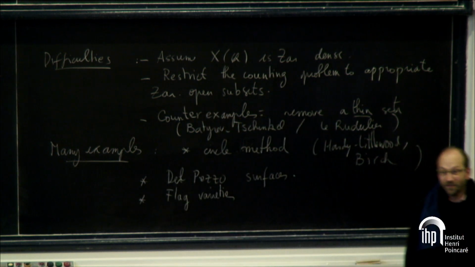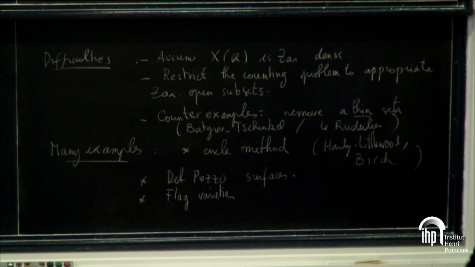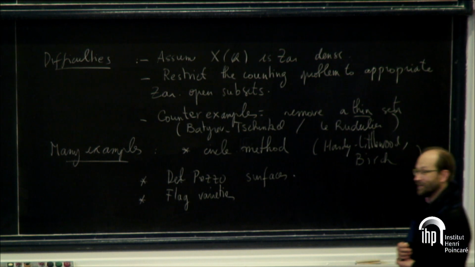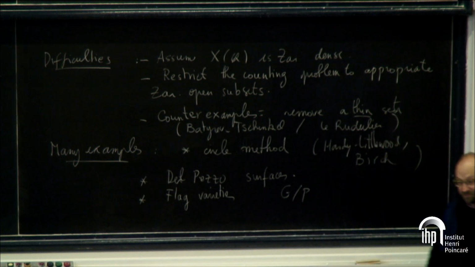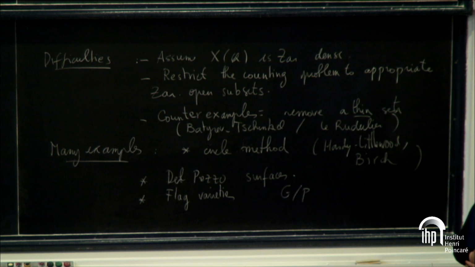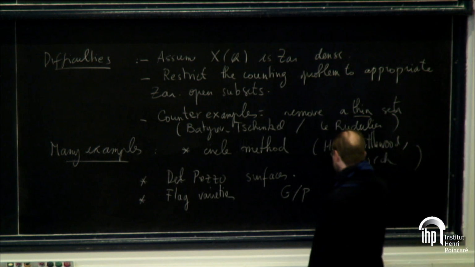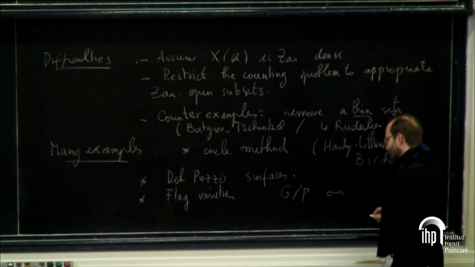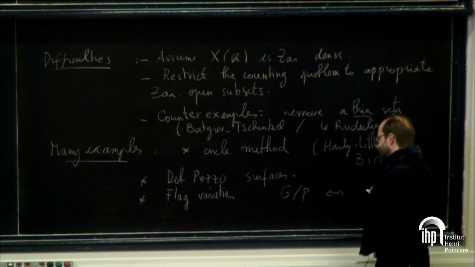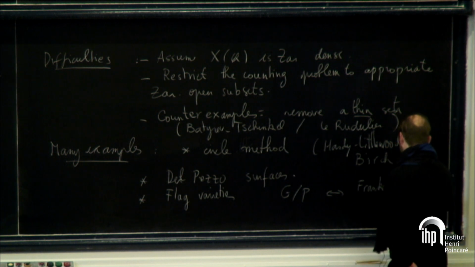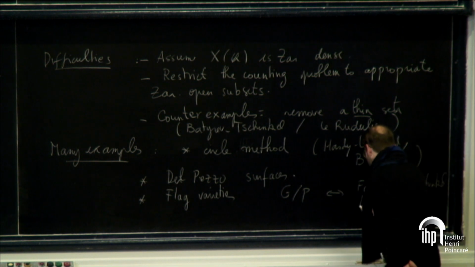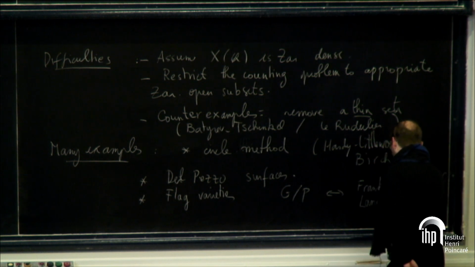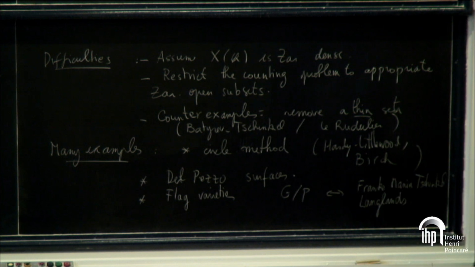An important case is given by flag varieties. So, for example, usual flag varieties or generalized flag varieties, quotients of a reductive group by a parabolic subgroup. For example, quadrics in any dimension. And this case is due to Franke, Manin, and Tschinkel, but relying crucially on the work of Langlands on Eisenstein series.